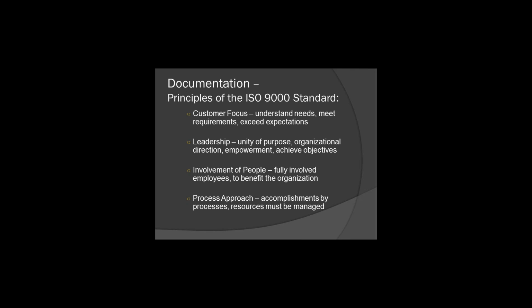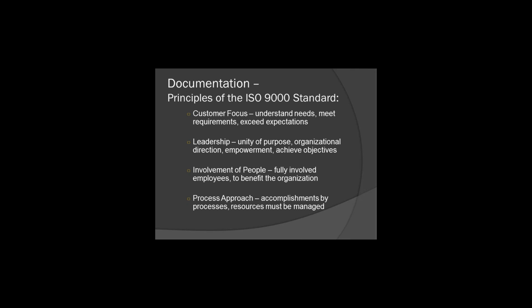This is the next part of the documentation, that is the next principle. So first is customer focus. The main focus is on the customer, that is, the customer is the king of the business. That means the customer is one of the important parts. Customer focus understands the needs, meets the requirements, and exceeds the expectations. Then there is leadership, which includes unity of purpose, organizational direction, empowerment, and achievement of the objectives.